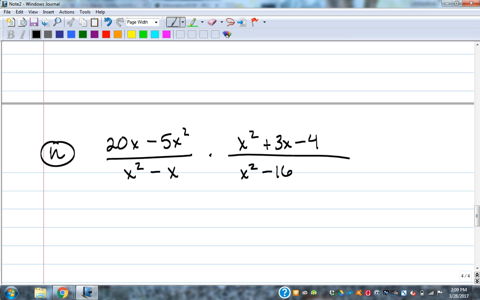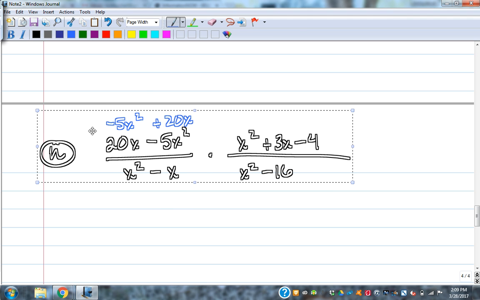All right, so what's wrong? Which one's not like the others? Top left, that's right. It's not in descending order, is it? When we're factoring, we want things in descending order, right? That makes it easier. So let's rearrange it. That's negative 5x squared plus 20x. And then factor everything from there. I'm going to give myself enough room here.